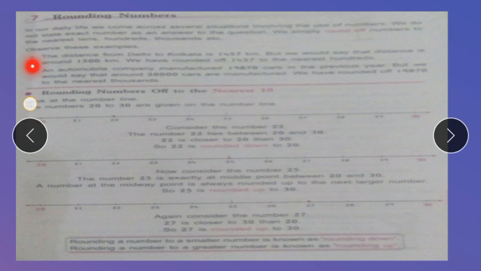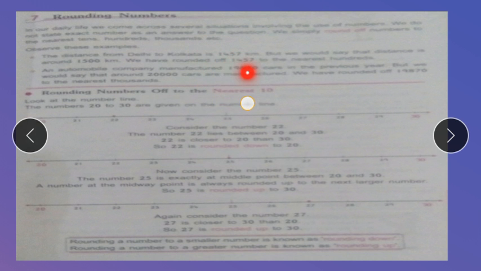The distance from Delhi to Kolkata is 1,457 kilometers. This is the exact distance, children. This is the accurate number. This is the accurate measurement of the distance from Delhi to Kolkata.